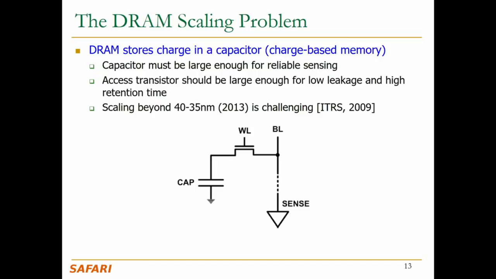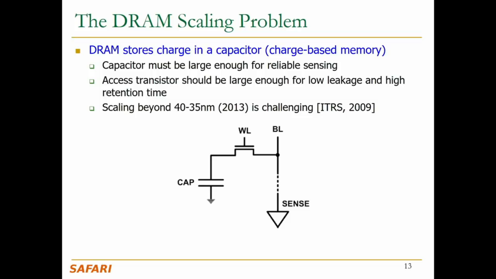So what is the scaling problem that we're having with DRAM? For any memory to work, you need to have a storage device. In DRAM, the storage device is a capacitor. And you need to have an access device. In DRAM, the access device is the access transistor, the bit line, and the sense amplifier. Both of these components need to work reliably for any memory to work. In DRAM, this capacitor must be large enough for reliable sensing, and this access transistor and the sensing structures must be large enough for low leakage and high retention time. And this was the value that was assigned to X by ITRS in 2013. They basically said scaling below 35 nanometers is challenging.